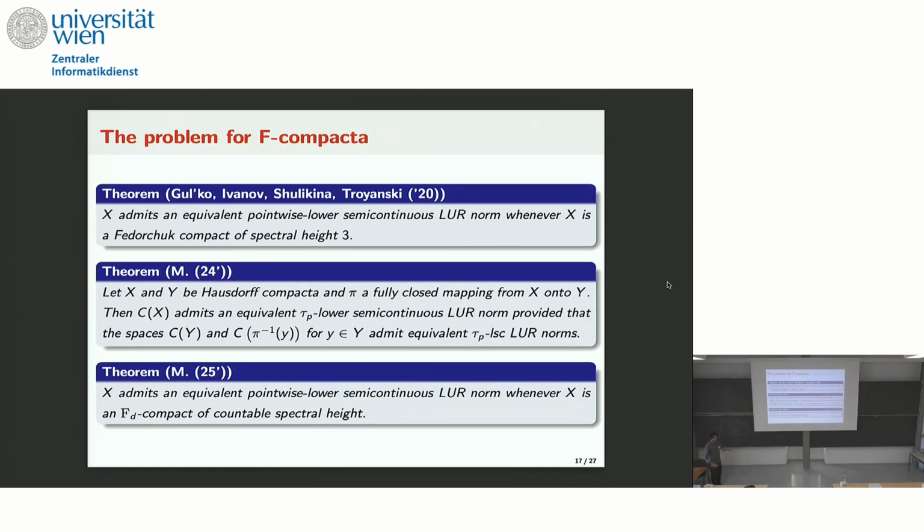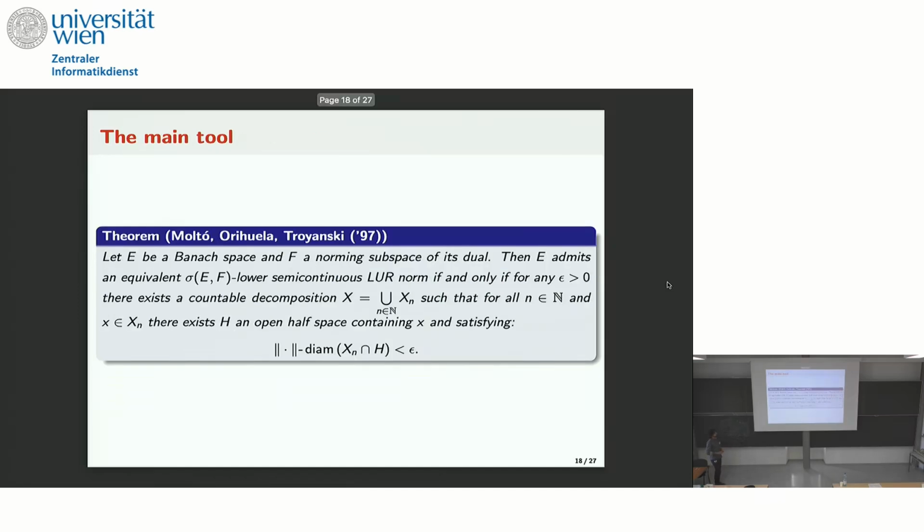And so now what I will show you is that C(X) admits, with pointwise lower semi-continuity, which is not very important, an equivalent LUR norm whenever X is an FD compact space of countable spectral height. So you need this extra property of the full closedness of all mappings. And again, I will say that this is the case for all the examples that I know of.